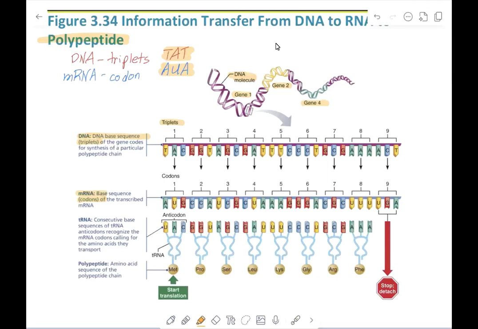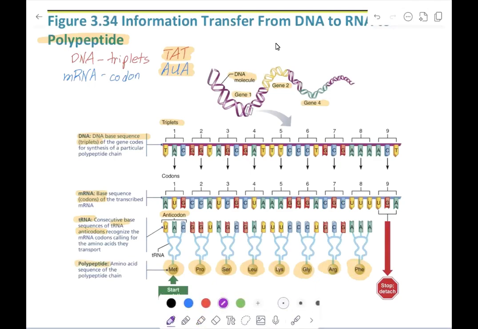Then, once those codons are read by the ribosome, there's a tRNA molecule. It's sort of like a little bus that floats around that brings 2 things in. It brings in an anticodon plus an amino acid. And again, we don't care what these amino acids are. We just care that it's an amino acid that's brought in. And that's what eventually forms the polypeptide.